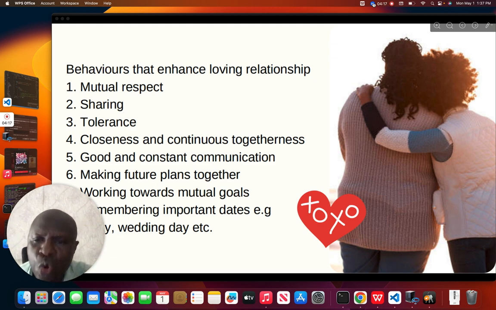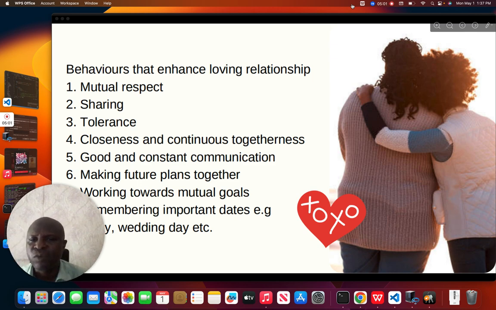Then there must be good and constant communication. Not when you meet, you start gossiping about what happened during the day or about what happened to another person. No, you must be ready to communicate meaningfully. You see, that will help us, even as a citizen, to find ourselves in a conducive environment that will promote stability and that will make our nation to be progressive. Not that we'll be communicating things that are not necessary, things that will pull down others. So there must be good and constant communication.